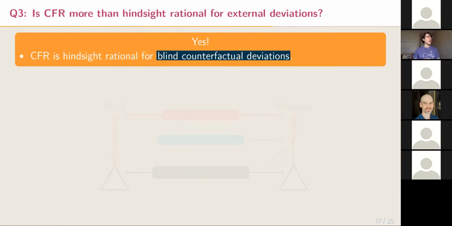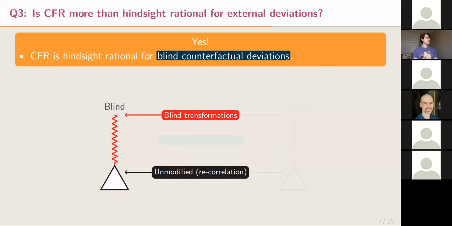We've described a new class of deviations called counterfactual deviations. And CFR is hindsight rational with respect to the blind version. It looks like this, where you take a bunch of blind transformations, an arbitrary length sequence of them, to some target information set, and then you leave the rest of the strategy unmodified. So you recorrelate in the same way that action deviations recorrelate. So this is the deviation set that CFR is actually operating on.